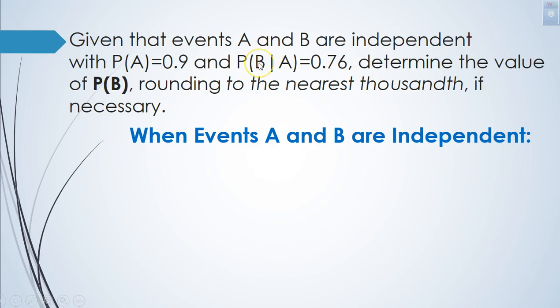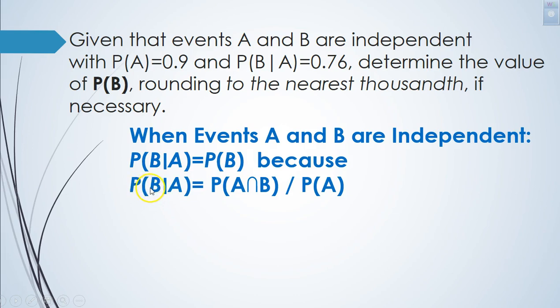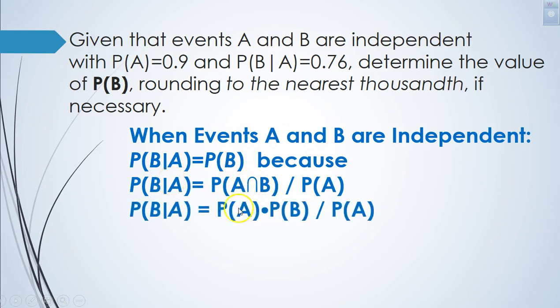So we know that it says, what is the probability of B given that A has occurred? So the way we do this is the probability of B given A is equal to the probability of B, and I'm going to tell you why. This is the way this works. The probability of B given A is the probability of A and B divided by the probability of A. Why? Because this probability of A means that it has occurred. What is the probability of A and B? It's the probability of A times the probability of B, right?